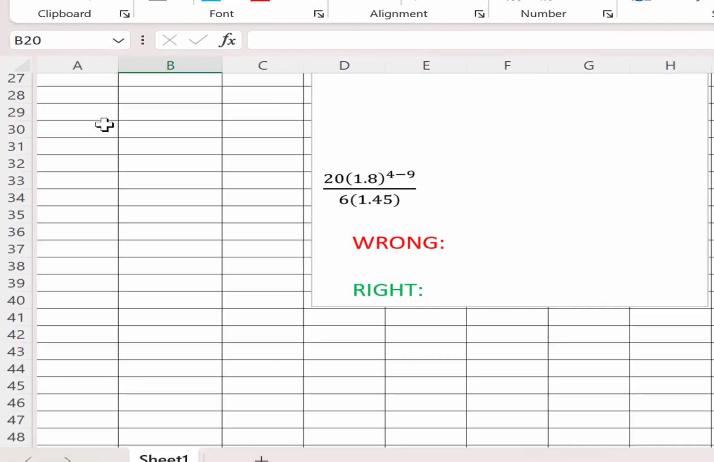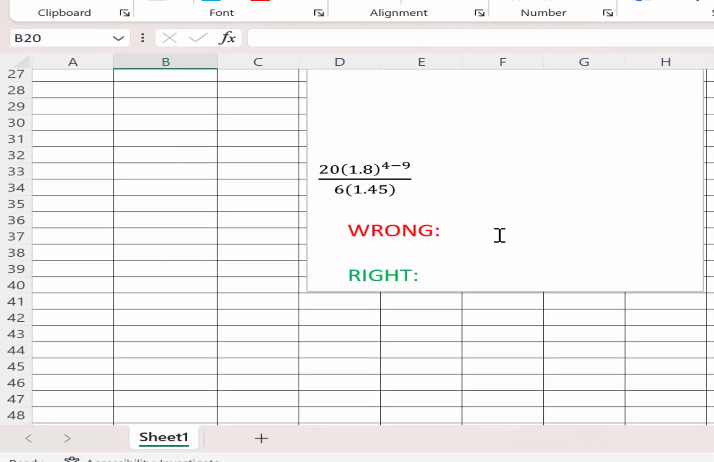All right, lastly, you might end up with an expression that has multiple parentheses in it. So here I'm seeing I've got a numerator and I've got a denominator. So I'm going to put parentheses around the numerator, and I'm going to put parentheses around the denominator. I also see that I have an exponent expression. So I'm going to put parentheses around the exponent.